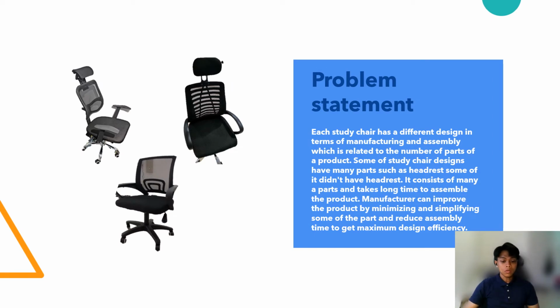Problem statement of this research. Each study chair has a different design in terms of manufacturing and assembly, which is related to the number of parts of the products. Some study chair designs have many parts such as headrest, some of them don't have a headrest. It consists of many parts and takes a long time to assemble the product. Manufacturers can improve the product by minimizing and simplifying some of the parts and reduce assembly time to get maximum design efficiency. For my final year project, the product is the study chair.